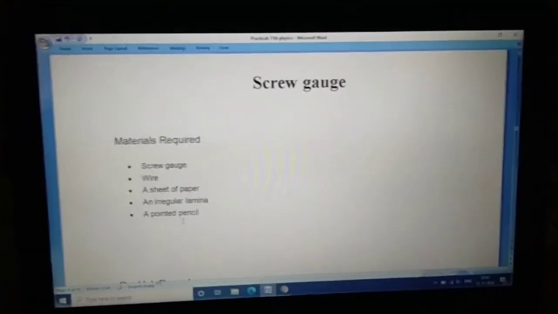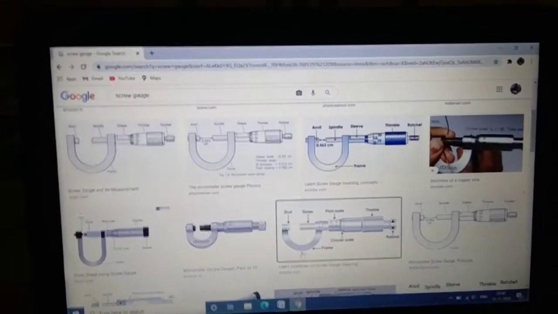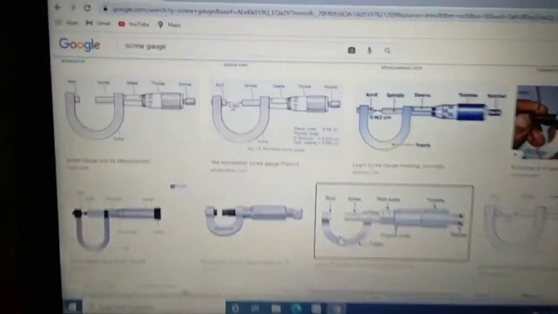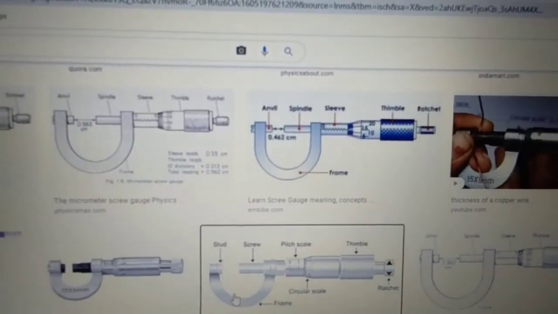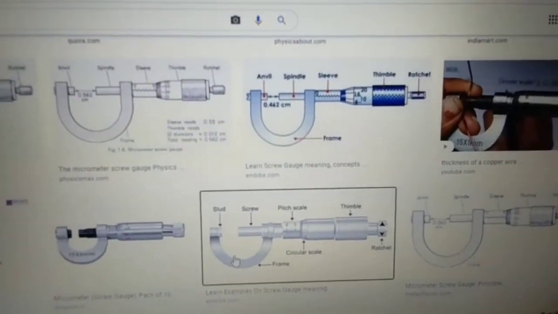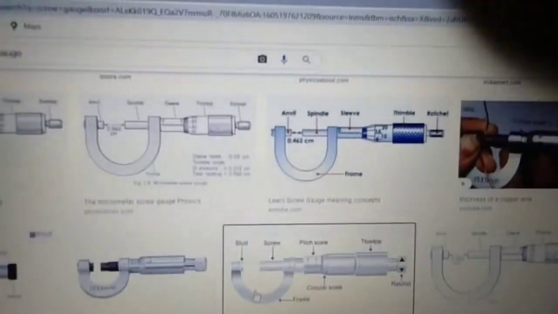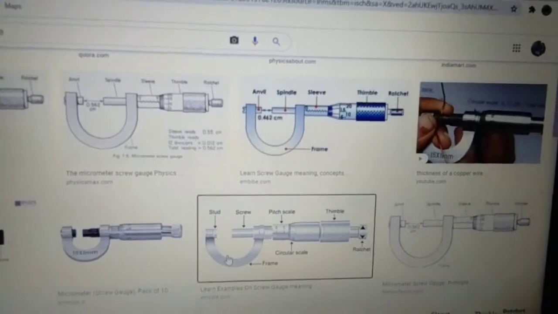So here we have a simple diagram of the screw gauge. Please observe this diagram. It consists of a U-shaped frame. Many screw gauges are like this, consisting of a U-shaped frame.